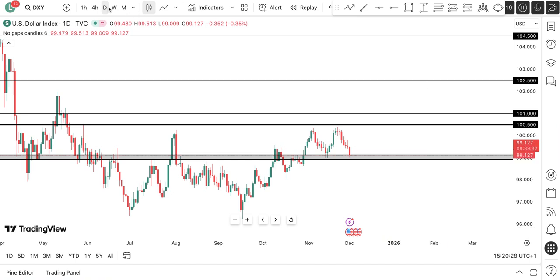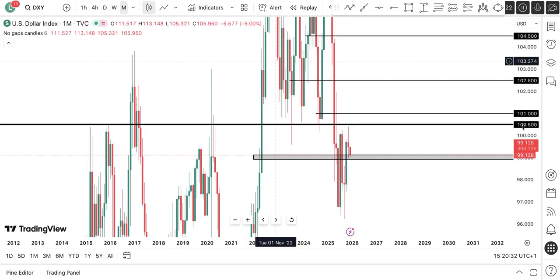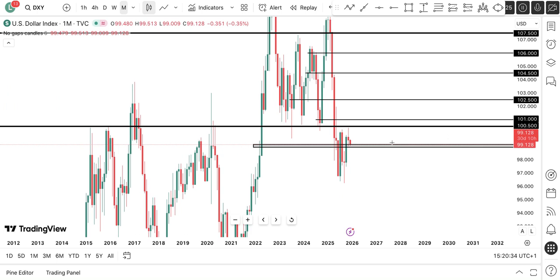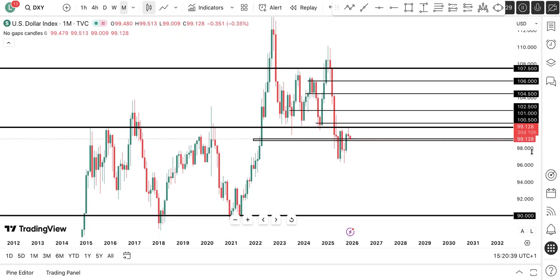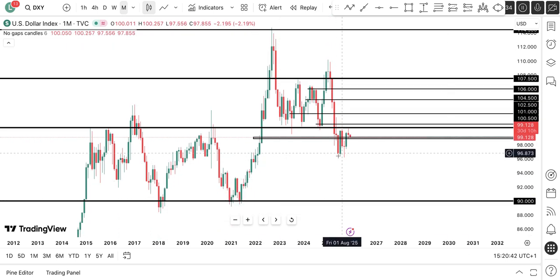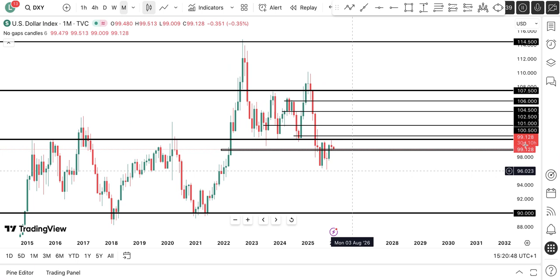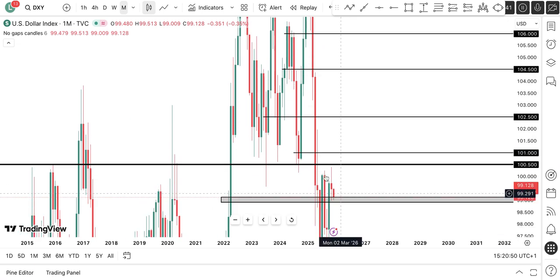So on the DXY, we come onto the higher time frame, which is the monthly time frame. The DXY tells us exactly what we need to do. We are still bullish on the DXY because we have not broken structure, which is right here. Now we seem to be forming a double bottom on the monthly time frame. Now it is not a double bottom because we have not broken the neckline on the monthly time frame, right?